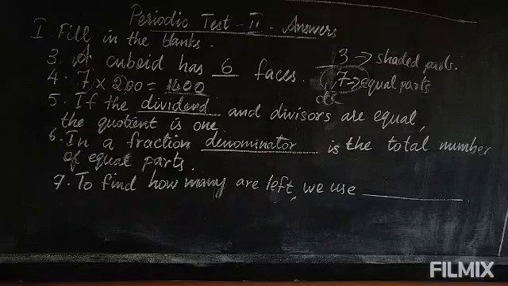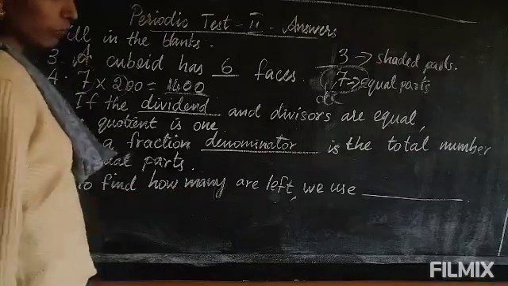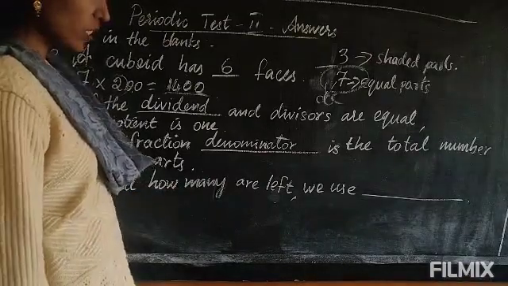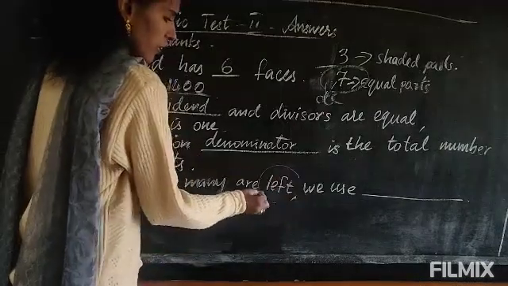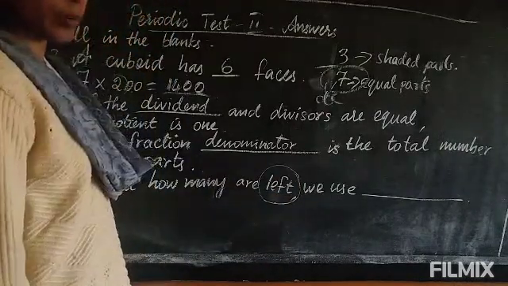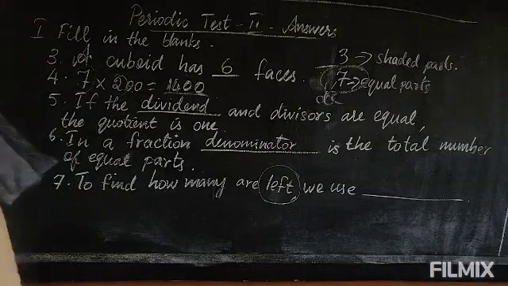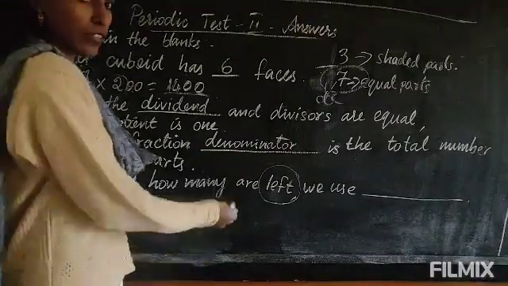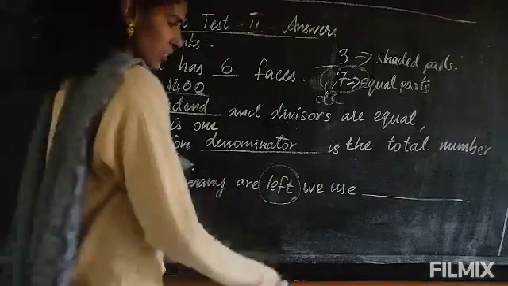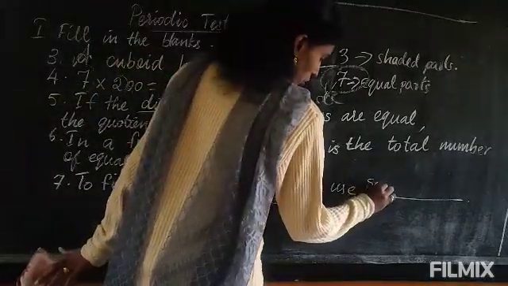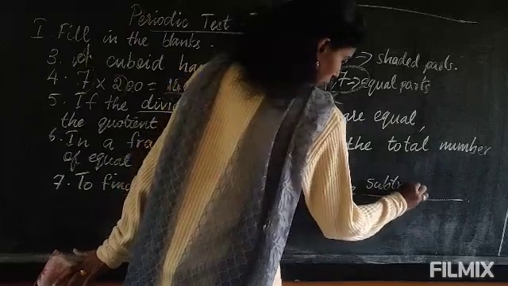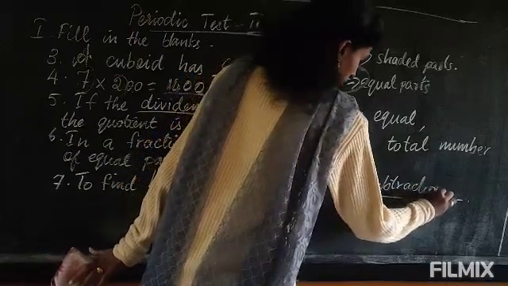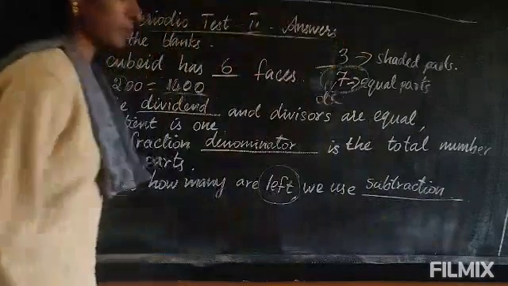Next one, to find how many are left, we use dash. So this is a keyword I am asking. Left is the keyword for what? Already I have given the keywords for the 4 operations: addition, subtraction, multiplication and division. So left is the keyword for subtraction. So if they ask you to find the left, then you have to do subtraction. So here the answer is subtraction.